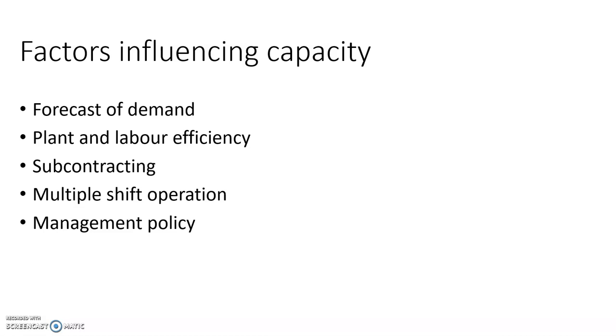Second factor is the plant and labor efficiency. It is difficult to attain 100% efficiency of plant and equipment. The efficiency is less than 100% because of the enforced idle time due to machine breakdown, delays due to scheduling, and other reasons. Thus, plant and labor efficiency are very much essential to arrive at realistic capacity planning.